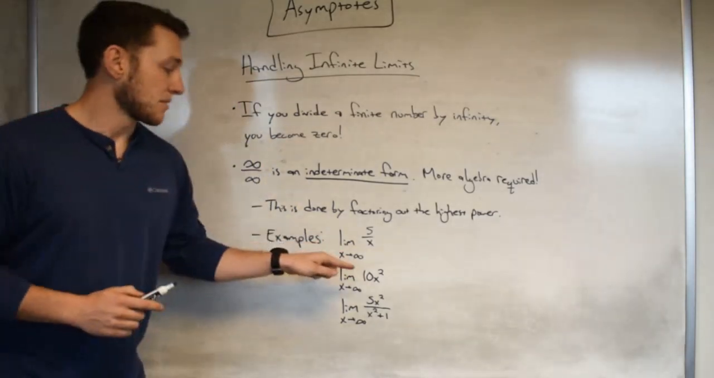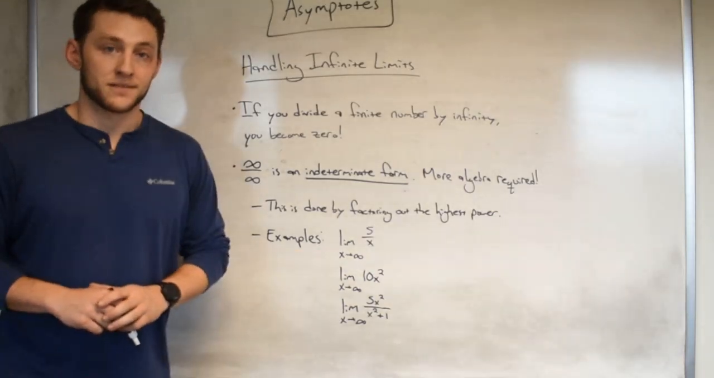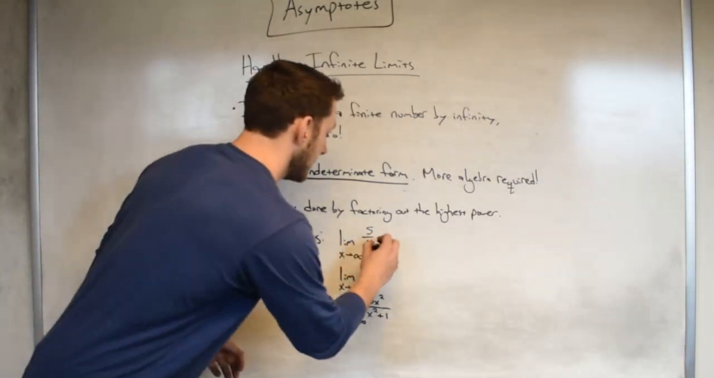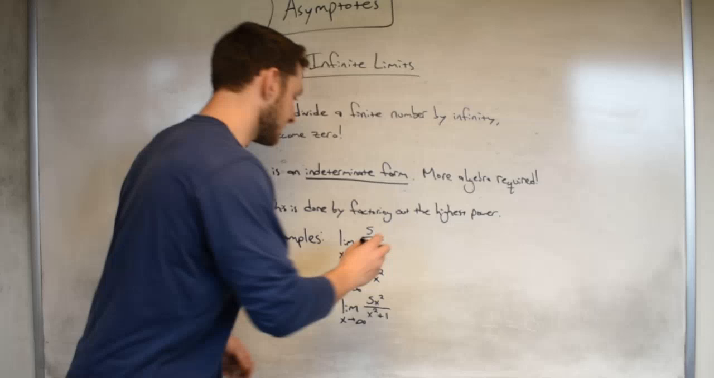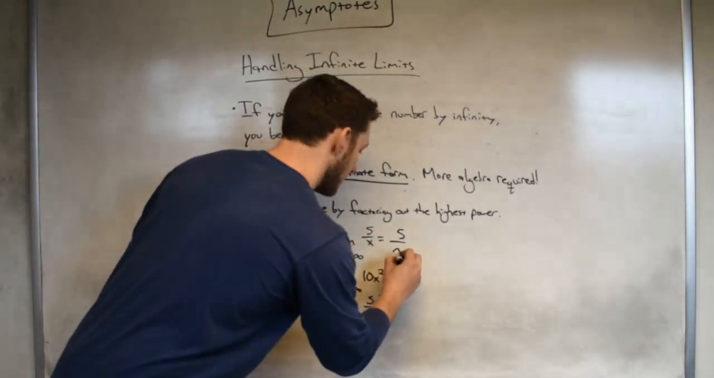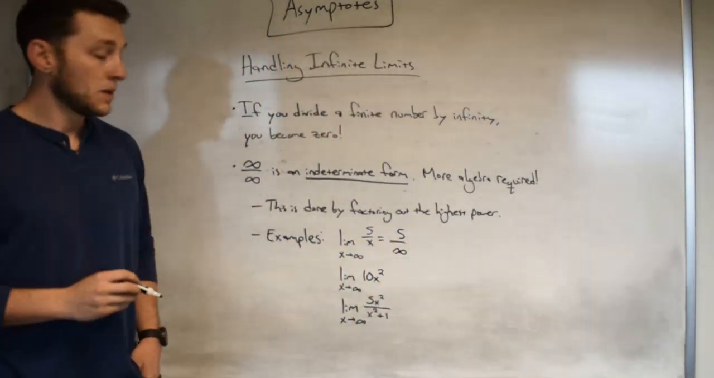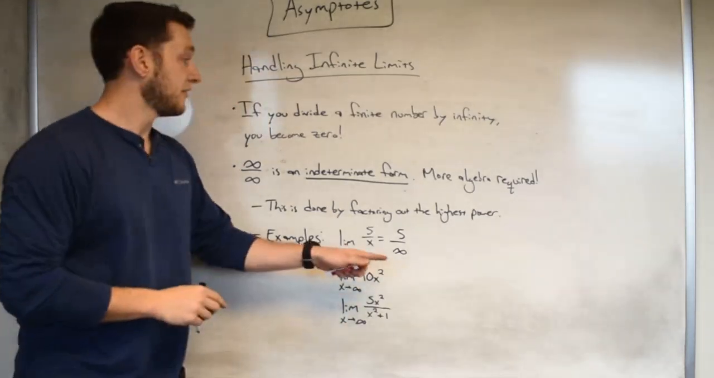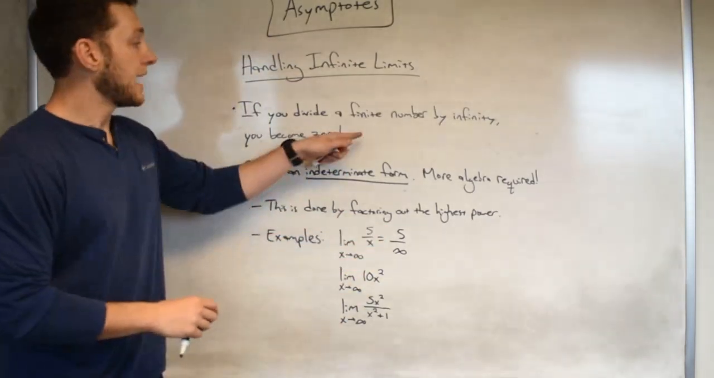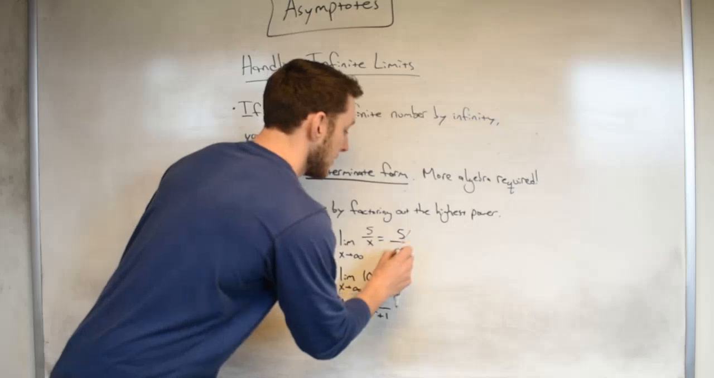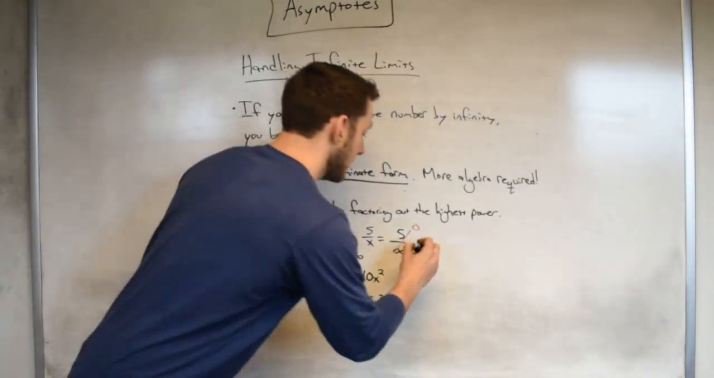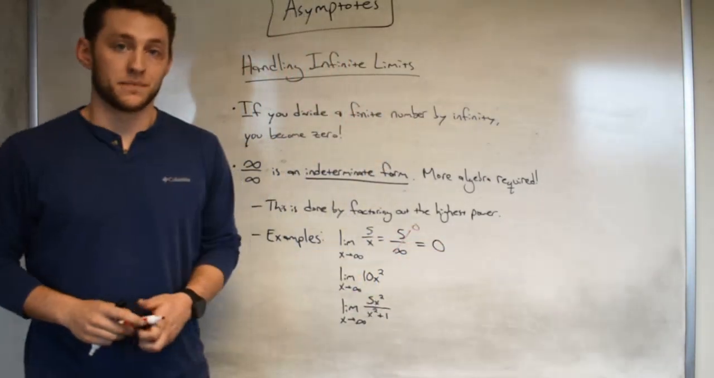What about the limit as x approaches infinity of 5 over x? Well, yet again, let's just try plugging it in. 5 over infinity. Well, if I ever divide a finite number by infinity, that just becomes 0. So that actually cancels out to give me a limit of 0.